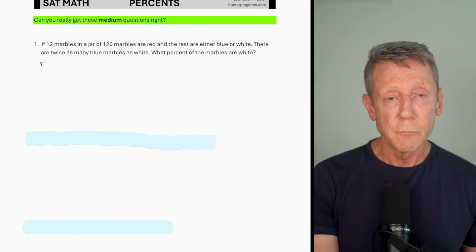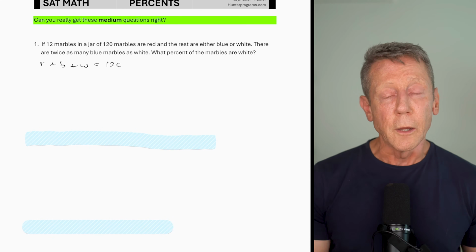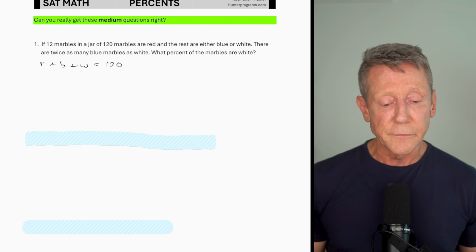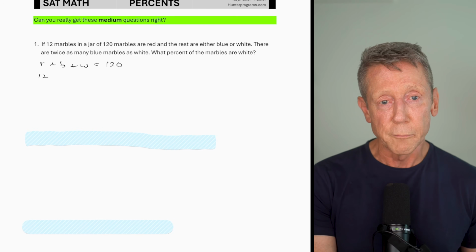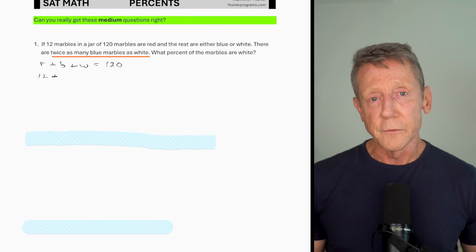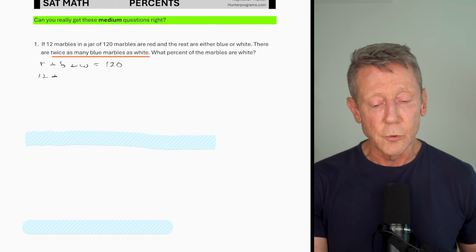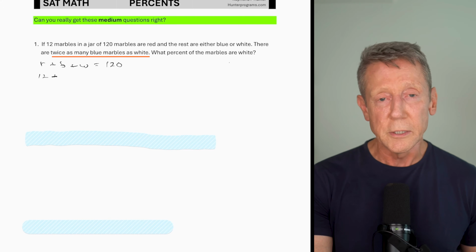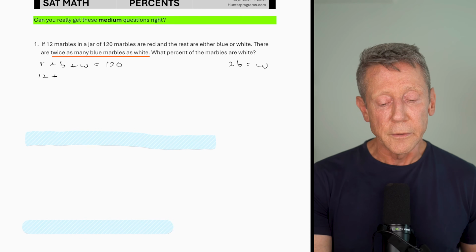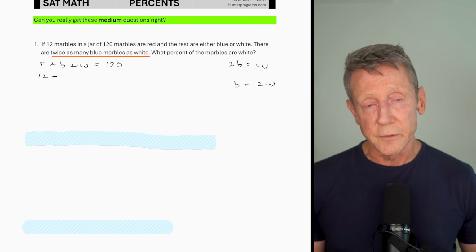So we have R plus B plus W equals 120. All right, then I see that 12 of the marbles are red. So next line down, I'll write 12 marbles plus, but then we're given a relationship between the blue ones and the white ones. So the question is, is it 2B equals W or W equals 2B? I'm going to go ahead and write both those down. 2B equals W, and then down there, B equals 2W. And we're going to test these out to see which is which.